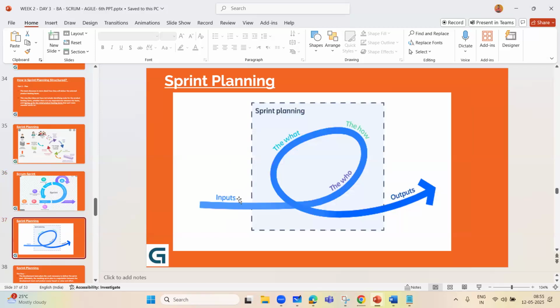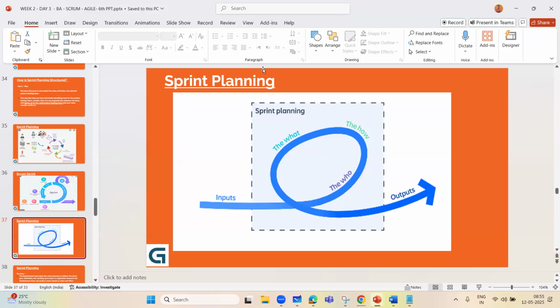It means that if the input is defined, that is the sprint backlog from the product backlog, the output is defined as the sprint goal. Then in sprint planning, you will only discuss what is to be delivered, when it is to be delivered, how it is to be delivered, and who is going to deliver it.